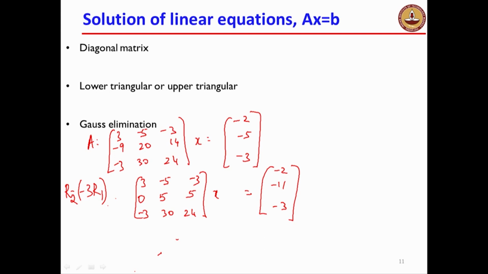Now I do likewise. I need to make a 0 over here. So what I do is R3 plus R1, because I just take the first row and add it to the third row, and I will get a 0 over here. But again, I am going to write it as R3 minus of minus R1.